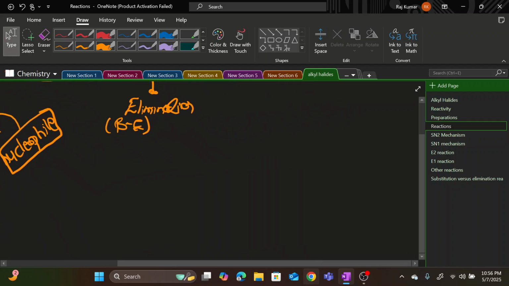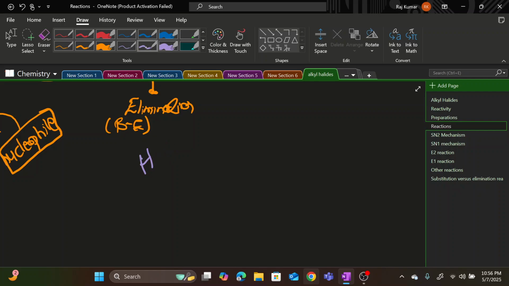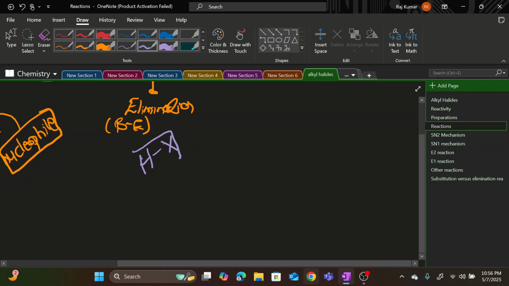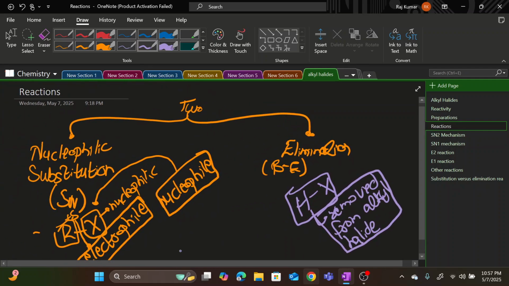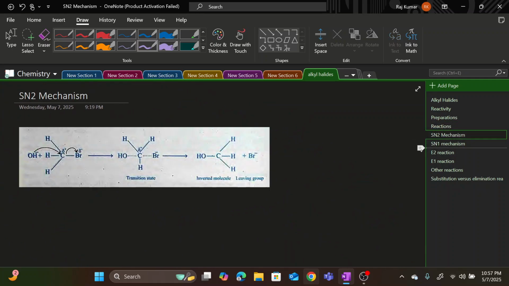An elimination reaction is the process in which hydrogen halide is removed, or eliminated, from the alkyl halide. So this is the basic concept. Let's understand it in a better way.